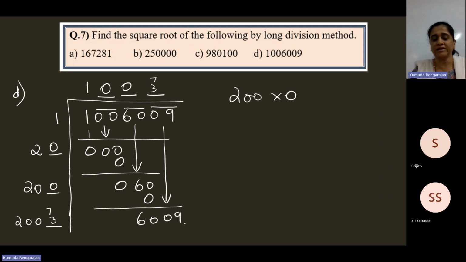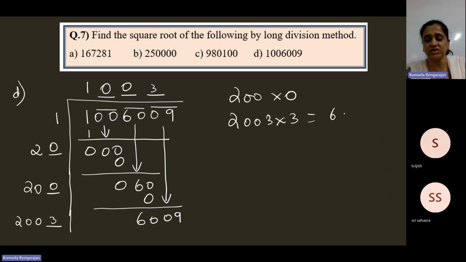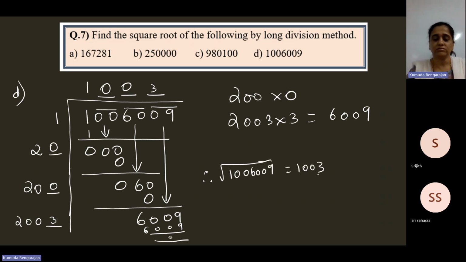6009 ends with the digit 9. So 3 into 3 gives you 9 in the units place, or 7 into 7, 49 gives you 9 in the units place. So you have to try 3 or 7. Which one gives you this product, 6009? 3. 2003 into 3 is equal to 6009. And the remainder is 0. Therefore, the square root of the given number is 1003.